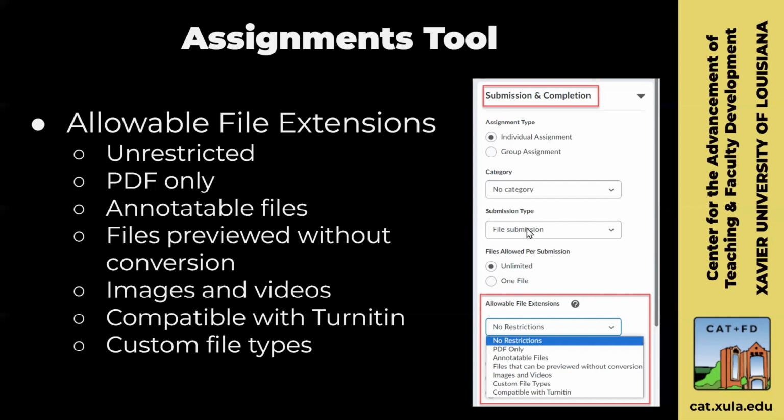And so, like I said, by default, when you create a new assignment, it's going to default to file submission and no restrictions. So if, for example, you know that you want to use the annotation tools inside of the assignments tool, then it is best to come here to your allowable file extensions and choose this annotatable files. This will force the students to only submit a file type that you would actually be able to annotate on top of. And when they're actually attempting to upload the file, they will see as a part of the instructions the various file types that they would be able to submit.